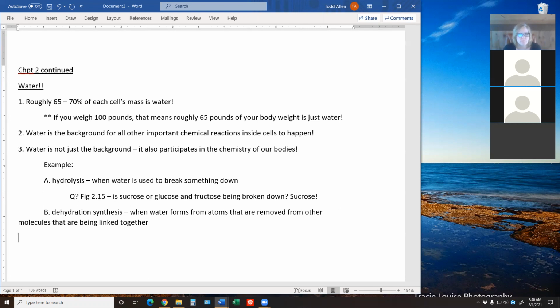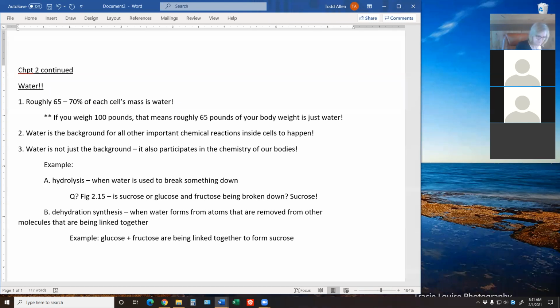Okay, so think about it. In figure 2.15, glucose plus fructose are being linked together to form sucrose. And to do that, you notice your book goes out of the way to highlight the OH atoms on glucose and the hydrogen atom on fructose that are actually removed during that chemical step to build water.